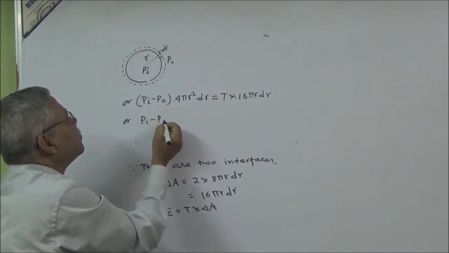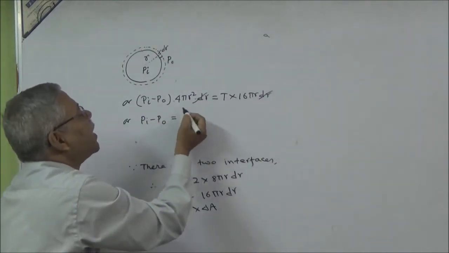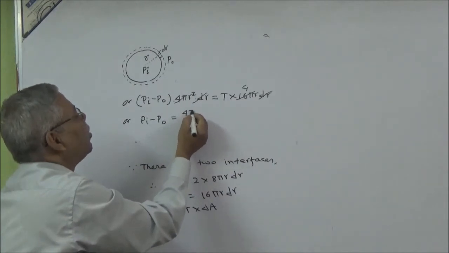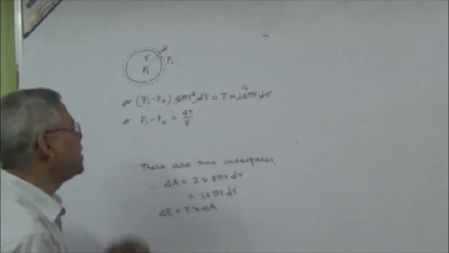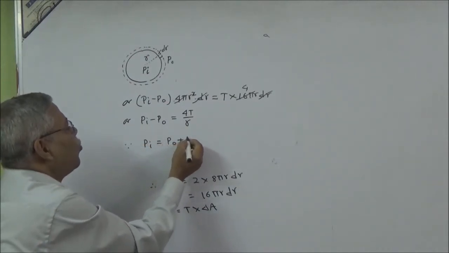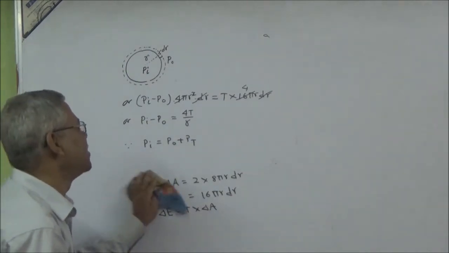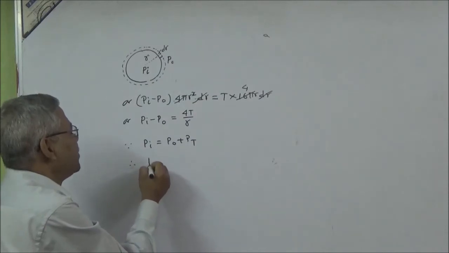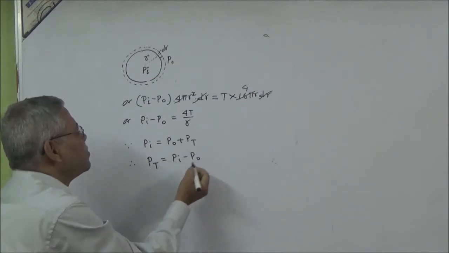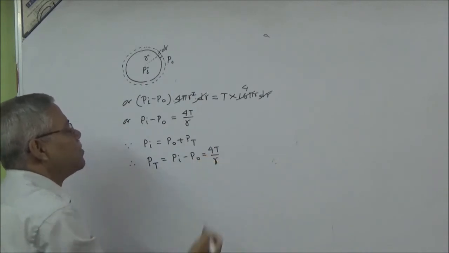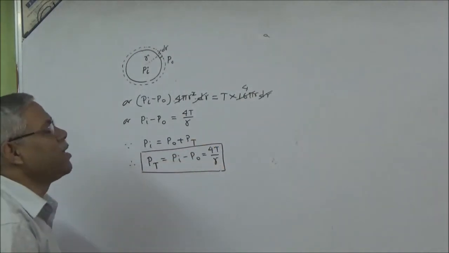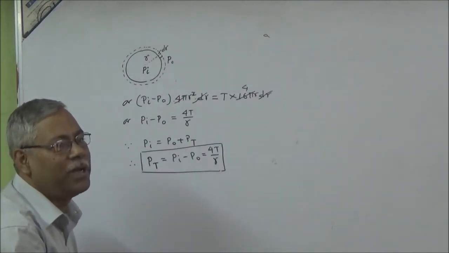Or Pi minus Po, dr cancelled, 4, or Pi minus Po equal to 4T by R. Since Pi equal to Po plus PT, hence pressure due to surface tension, PT equal to Pi minus Po equal to 4T by R. So this is a very, very important formula: PT equal to Pi minus Po equal to 4T by R.